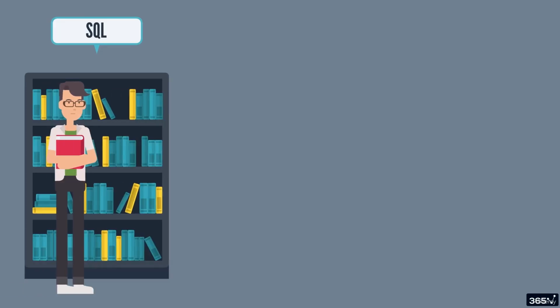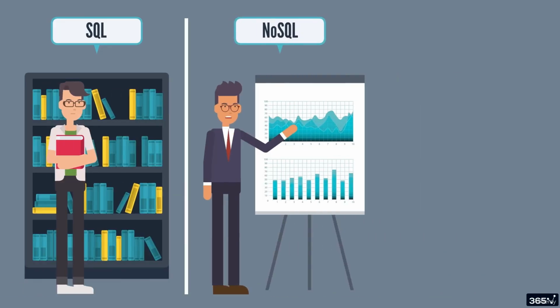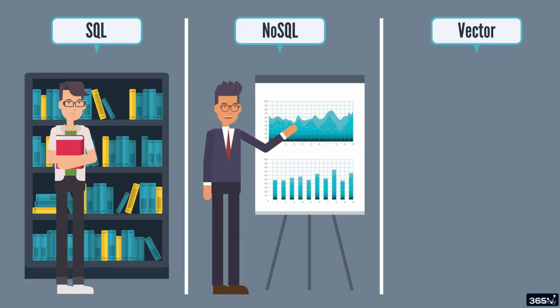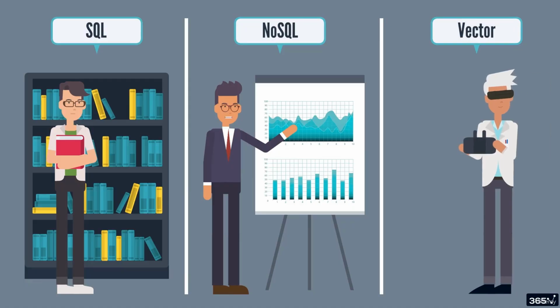As we compare these three pillars of the database world, think of SQL as the meticulous librarians, NoSQL as the dynamic storytellers, and vector databases as the visionary futurists. Each holds a unique and influential role in the data ecosystem.